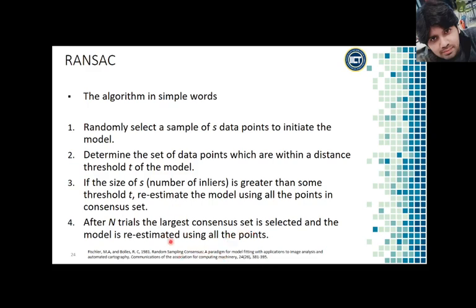So basically this algorithm was proposed by Fischler and Bolles in 1981, and if you want to have a detailed look at this algorithm, just read this paper, A Paradigm for Model Fitting with Applications to Image Analysis and Automated Cartography. So let's see how we can do this.